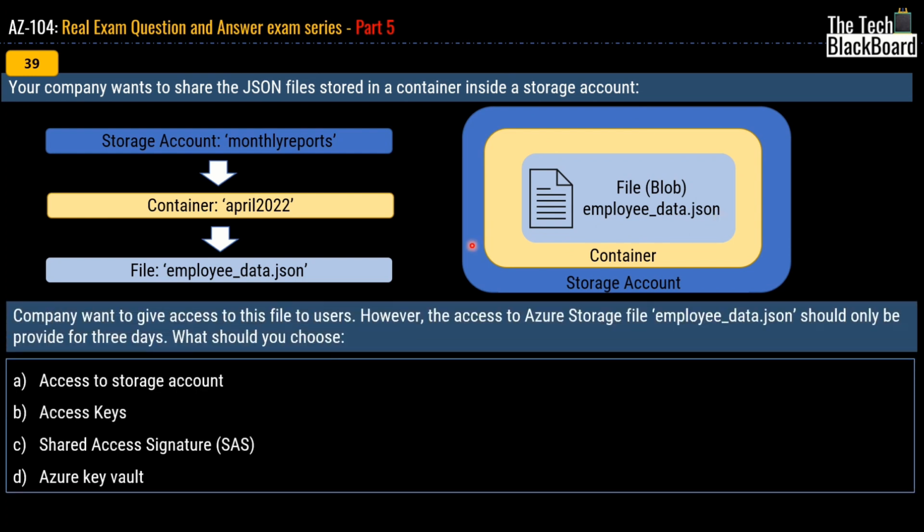Now the question asks that the company wants to give access to this file to the users. In the previous question, we were talking about the URL. However, this time we are talking about the access of the file. Further, it says that the access to the Azure Storage file employeedata.json should only be provided for 3 days.